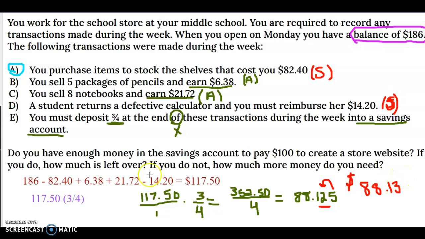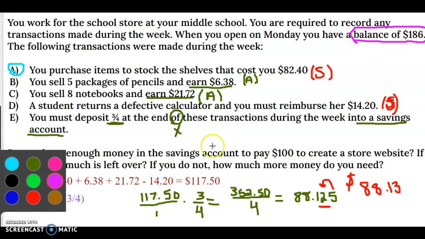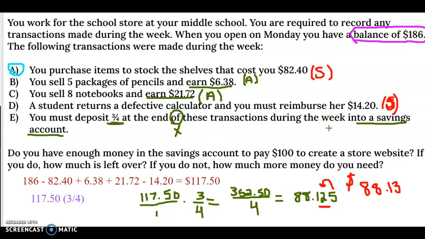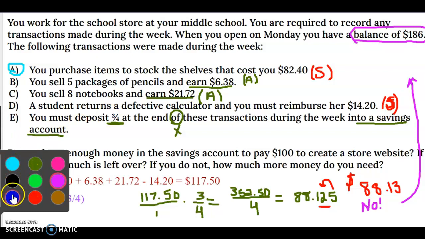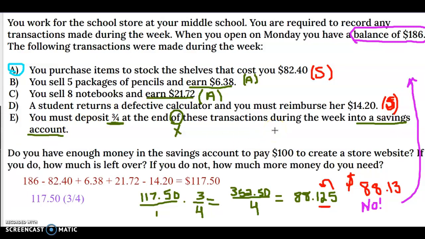Now I need to go back and reread the question because now the question also says, do you have enough money in the savings account to pay $100 to create a website, a store website? Well, the answer I'm hoping you're seeing is no, because $88.13 is less than $100. I don't have enough money. Now, bear with me. I'm going to try to type this onto this one page so that there's a little bit of room here so it's all on one page. So I'm going to just draw an arrow to come up here so I can finish my work. So now it says, if you do, how much is left over? Well, I don't, so I can ignore that part of the question.